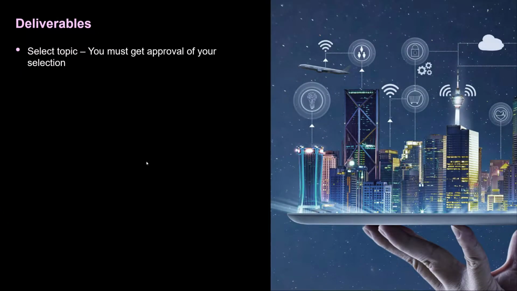You're to select one of the topics from the list provided. However, you must get approval from me before moving on and starting your research. This is to ensure we don't have double ups of selected topics or technologies within a class, so that when you present, there's a decent variety for everyone to learn from.